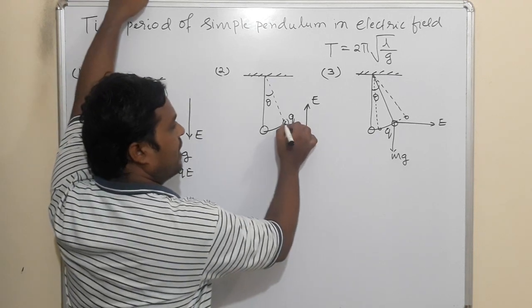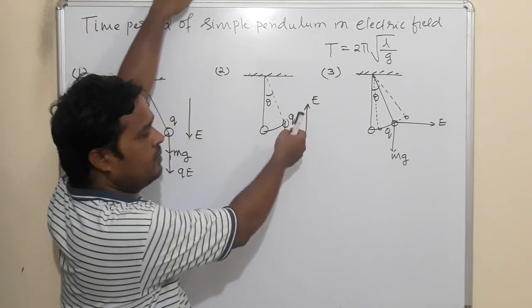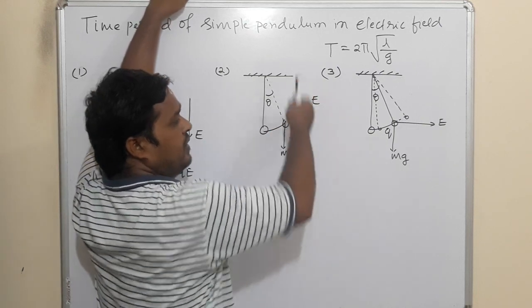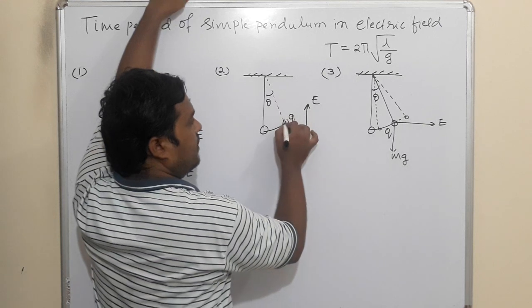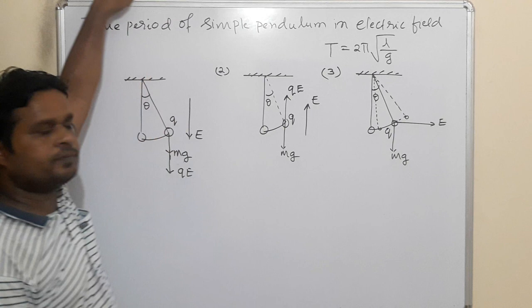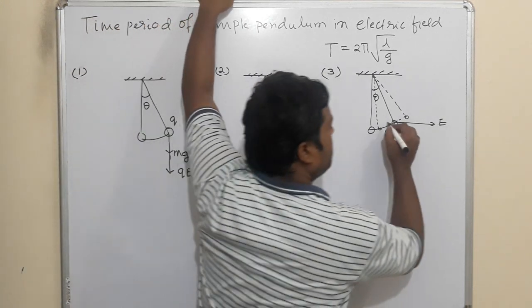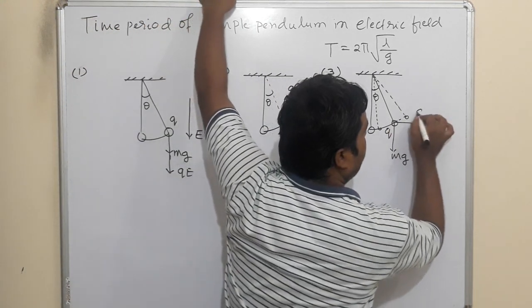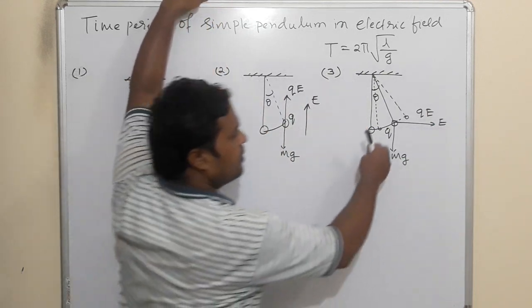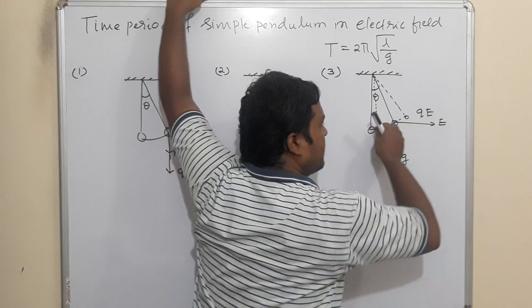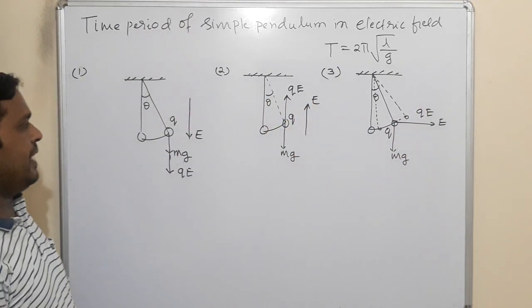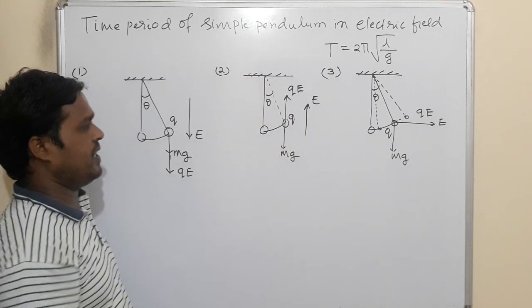Because of this upward electric field, because a positively charged particle will always experience a force in the direction of electric field, it will experience a force in the upward direction, and because of this horizontal field it will experience a force in this direction, and because of this its mean position is slightly shifted from here to here. Then in all three cases net forces have changed.